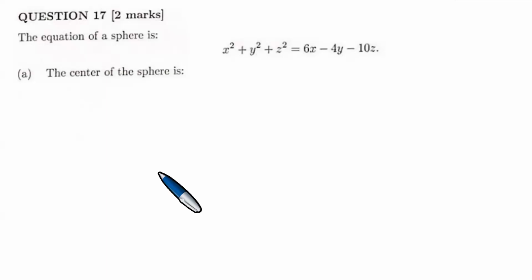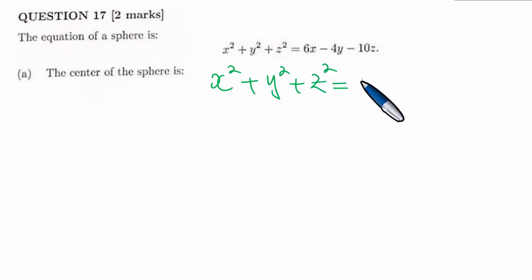Right. So, yeah. We're interested in the center of the sphere. I hope the question is clear. Is it correct? Clear? Yes. Okay, yeah. Because we're just given x squared plus y squared plus z squared is 6x minus 4y minus 10z. Okay, and then let us know the answer.